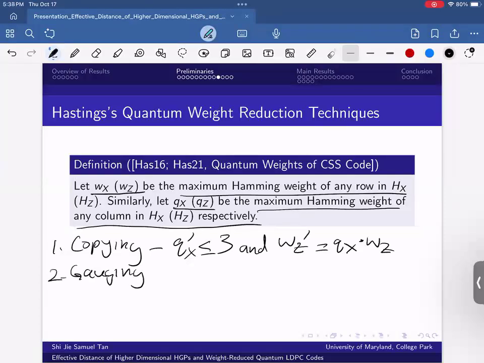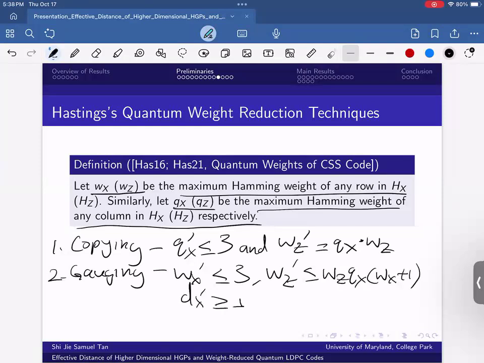Gauging is another technique. It brings Wx down to 3. Wz' now becomes Wz times Qx times (Wx plus 1). And then the distance also suffers because it's now dx. Yeah, and then the technique that we are going to be talking about today is called thickening and choosing heights.